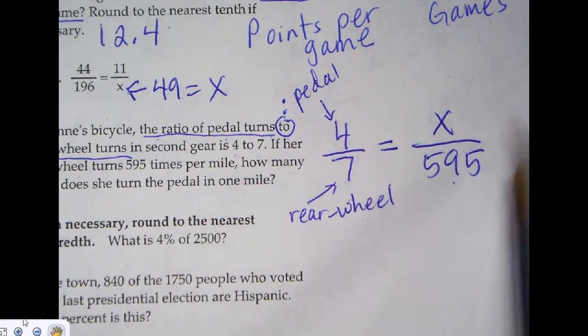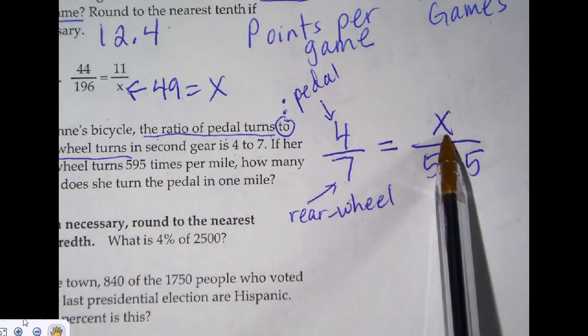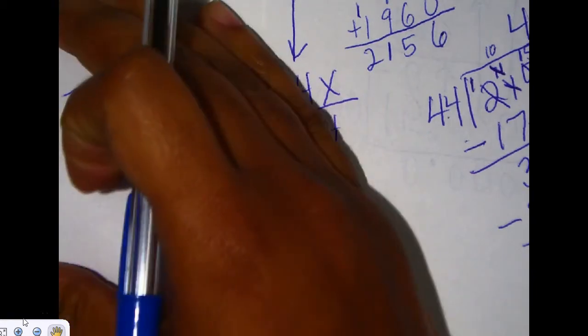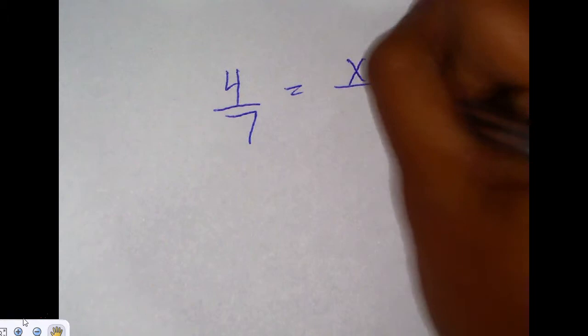Okay, so now we have a proportion. We're trying to solve for the number of turns on the pedal. So here we go. So I'm going to switch over to another page, switch fast. Okay, so now I'm going to take that 4 over 7, set it equal to x over 595.